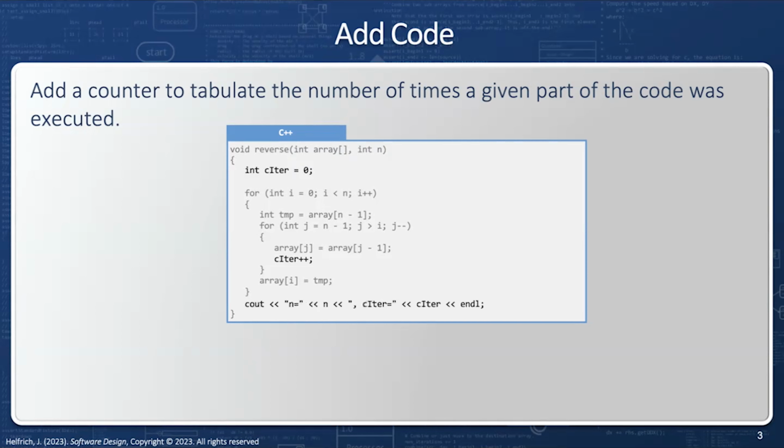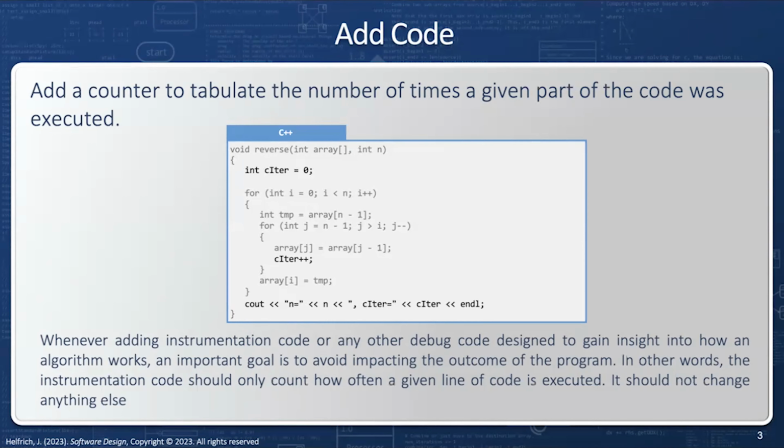And then at the end, I'm going to output the results. And this will tell me, for the given value of n, the passed parameter, how many times count iter was called. Whenever adding instrumentation code or any other debug code designed to gain insight into how an algorithm works, an important goal is to avoid impacting the outcome of the program. In other words, the instrumentation code should only count how often a given line of code is executed. It should not change anything else.